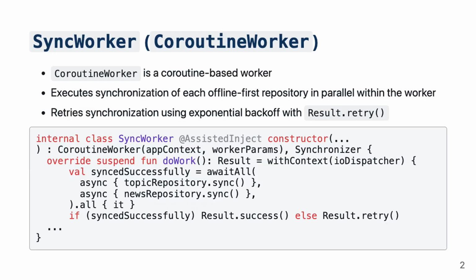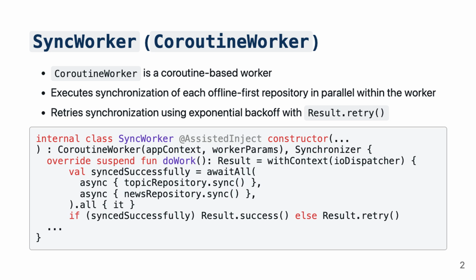Okay, let's take a look at the sync worker code. There are several types of workers, but in Now in Android, it's implemented as a coroutine worker. A coroutine worker is a worker that can execute asynchronous processes using coroutines.